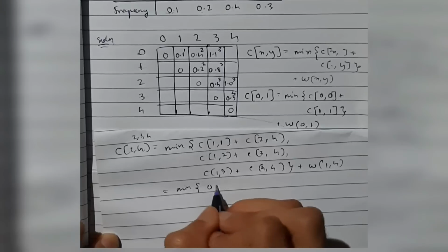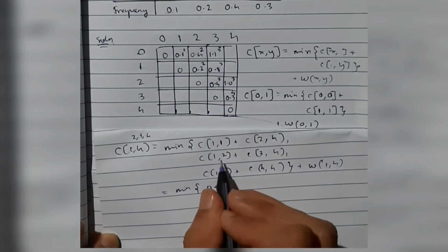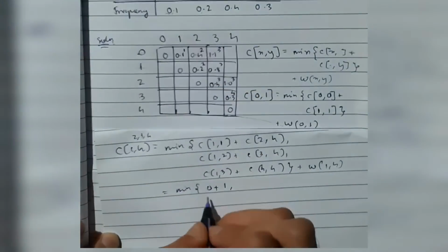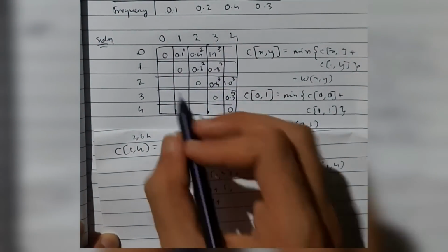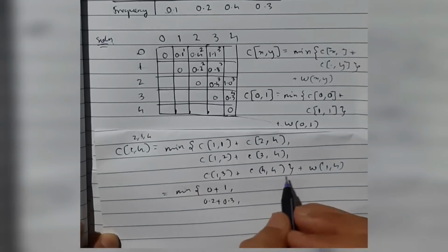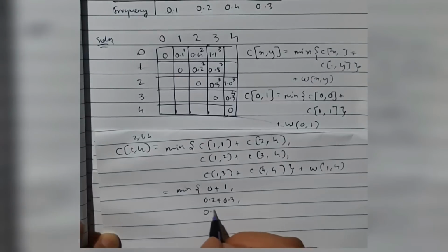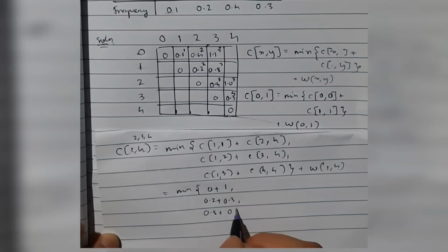C of 1 comma 1 is 0 plus 2 comma 4. 2 comma 4 is 1, and 1 comma 2. 1 comma 2 is 0.2 plus 3 comma 4. 3 comma 4 is 0.3. Then the last one, which is 1 comma 3. 1 comma 3 is 0.8 plus 4 comma 4 is 0.